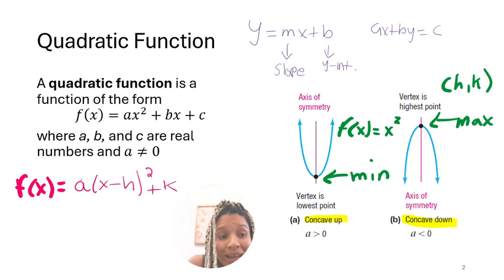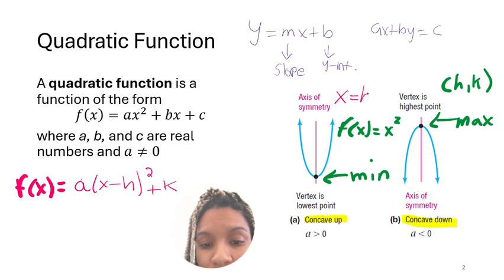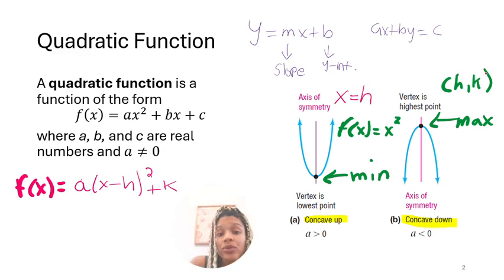That vertical line that splits the parabola in half is called the axis of symmetry. And the axis of symmetry is x equals h. So that comes from the vertex, the x value of the vertex. It is a vertical line. So anytime you're asked to determine the axis of symmetry, know that it's an equation. So x equals a number. All right.